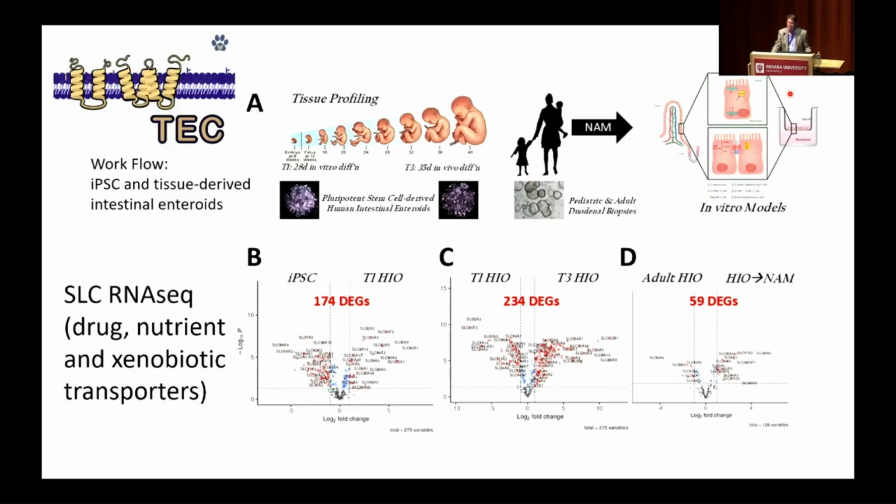And I guess this is not the right audience for this, because everyone knows this, but development is dynamic. If we look at, for example, an induced pluripotent stem cell versus a T1 human intestinal organoid, looking at SLC transporters, which are important for drug, nutrient, and xenobiotic transport, we see, of course, dramatic changes. If we look at first versus third trimester, there are over 234 differentially expressed genes just for the SLC transporters. And if we look at a human intestinal organoid that's undifferentiated and then differentiated in vitro and put into a NAM, we see about 60 differentially expressed SLC transporters.